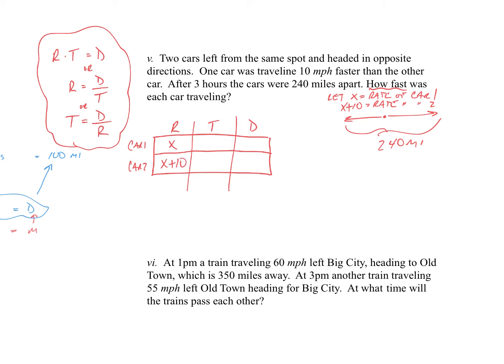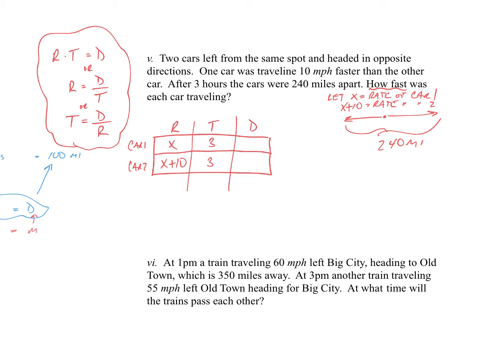Here's the other thing we know. After 3 hours, the cars are a certain distance apart. So 3 hours goes by for car 1 and 3 hours go by for car 2. Now the question is, if the cars are 240 miles apart, how fast was each car traveling?